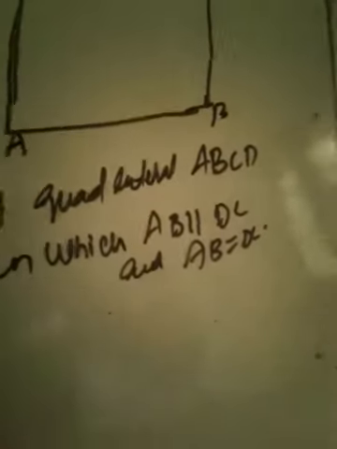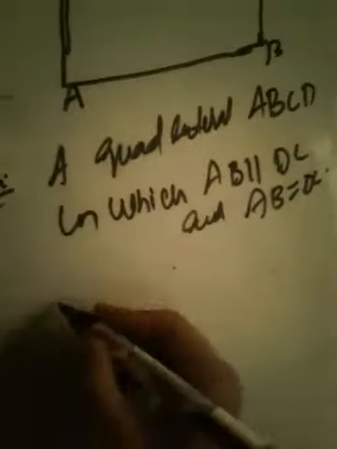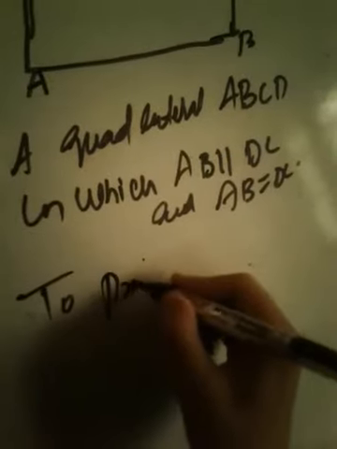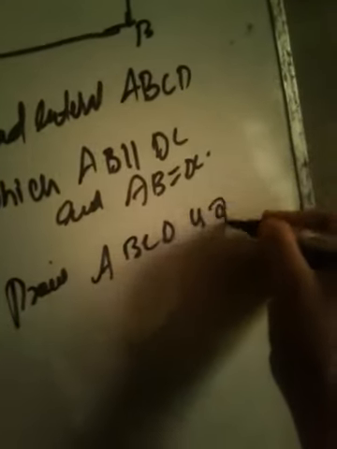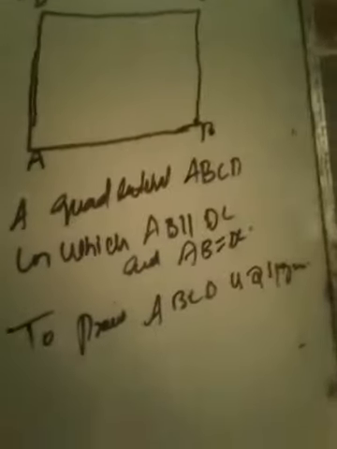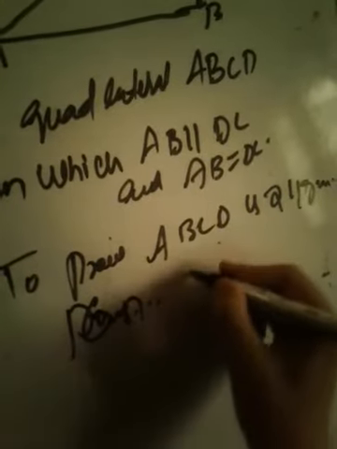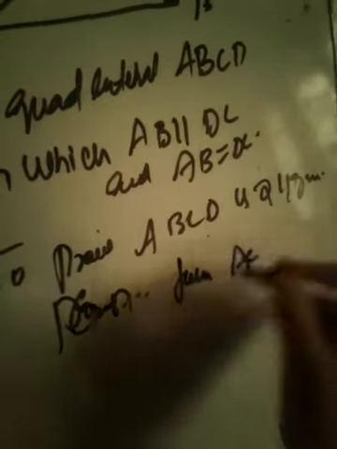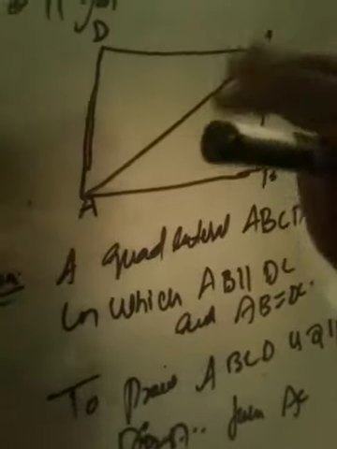We are required to prove that this quadrilateral ABCD is a parallelogram. How will you prove it? Very simple. Join AC. Construction: join AC. Now we will write the proof. The proof is very simple. What is the approach?